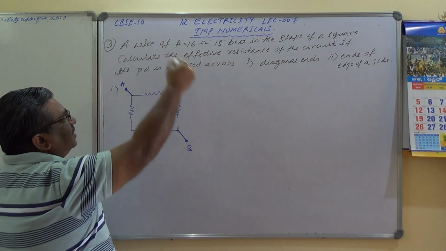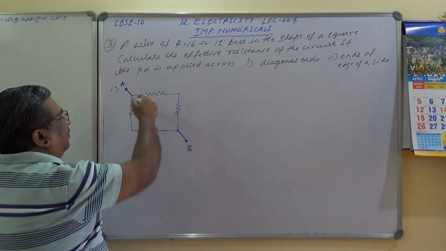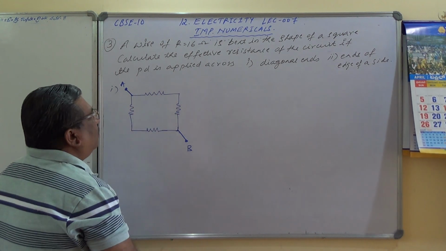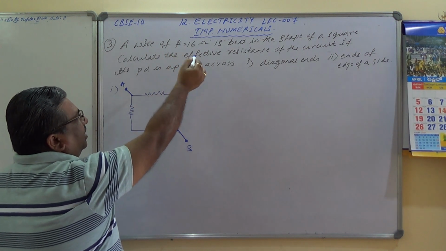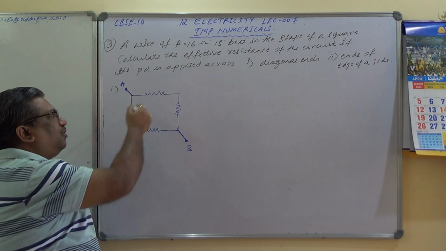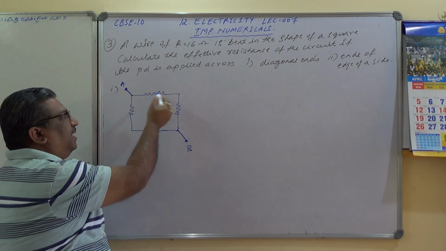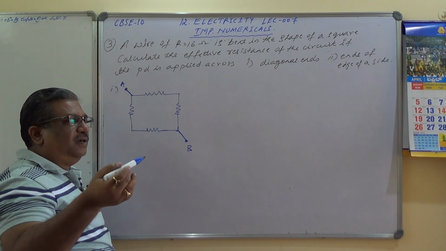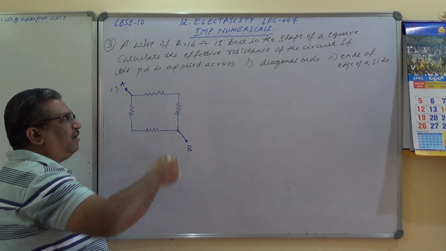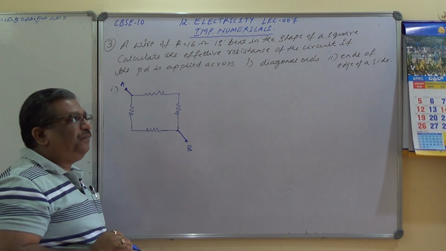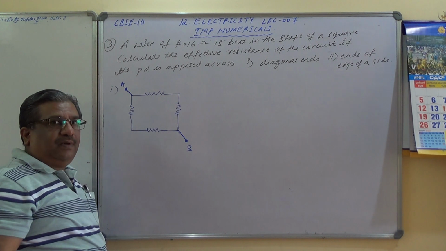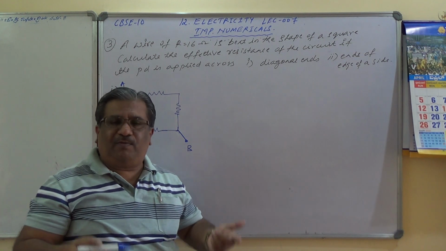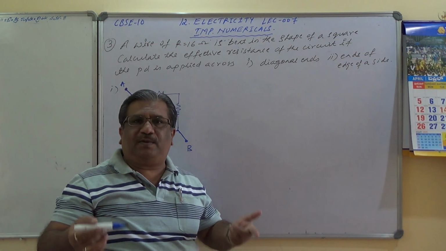If L is the length of this wire, then if it is bent in the shape of a square, each side will be L by 4. So the resistance of wire of length L equals 16 ohms. The resistance of each side of the square, whose length is L by 4, will be 1/4 the resistance of the original value. See, resistance is directly proportional to the length. If the length is decreased to 1/4, the resistance also decreases to 1/4 of the original value.